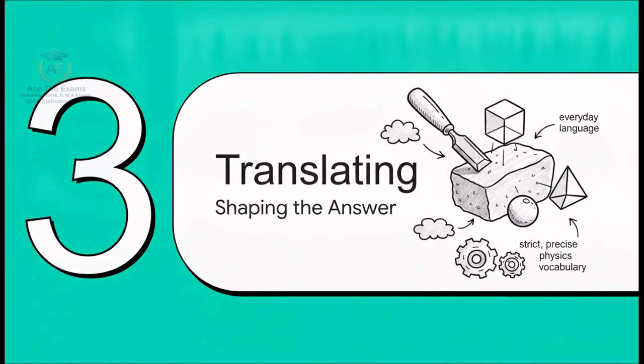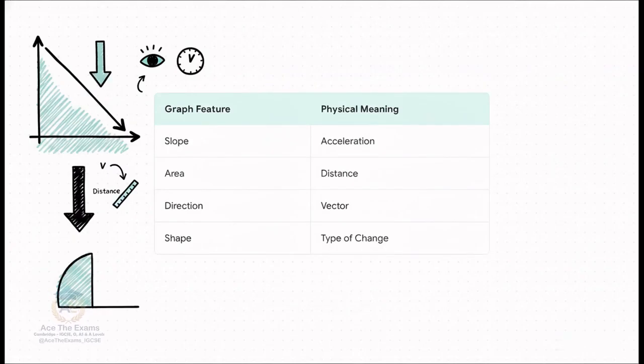Which brings us to Section 3, translating the physics, shaping the answer. This is where we grab our chisel and really refine our everyday language into strict, precise physics vocabulary. Think of a kinematics graph as a highly compressed language. It's never just a picture. The visual data translates directly into physical meaning for free-fall scenarios.